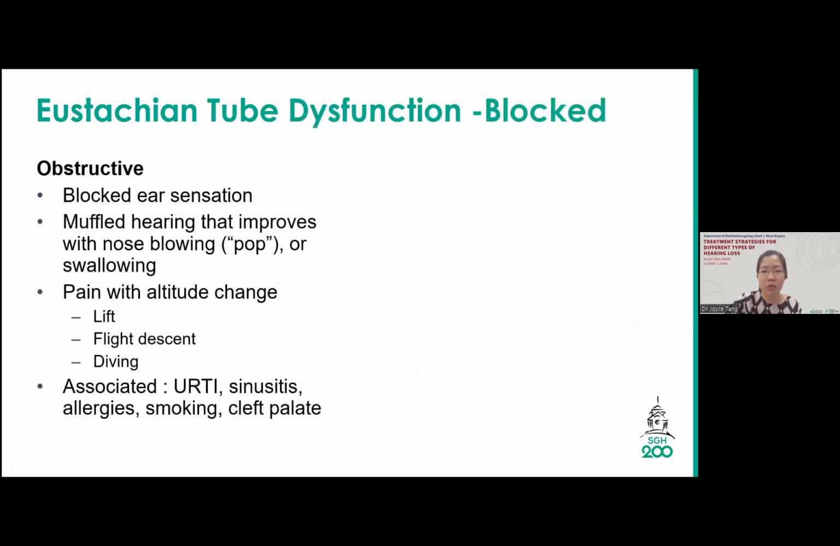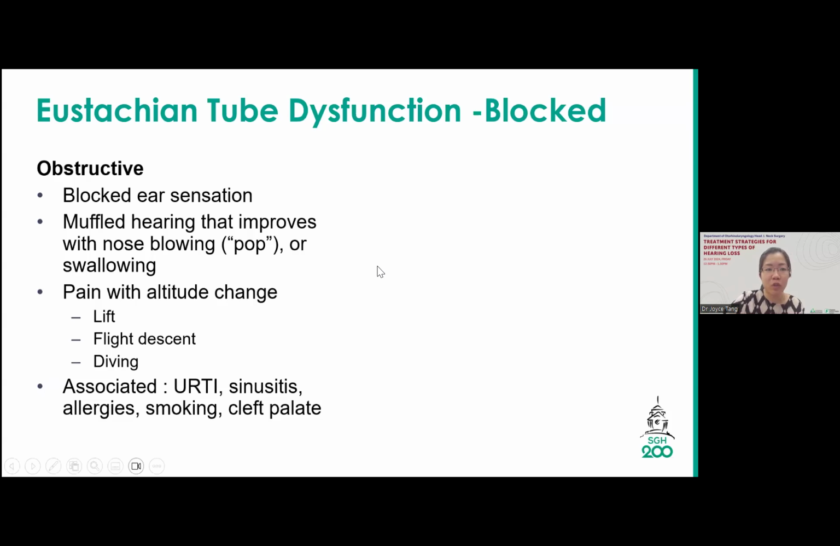Okay, so the most common problem with this Eustachian tube is a blocked Eustachian tube. When it gets blocked in the nose, you will feel like your ear feels blocked. You might feel like your hearing is muffled. But if you blow your nose and it pops, you feel like you can hear better. But typically after a short while, like a few minutes, it will feel muffled again.